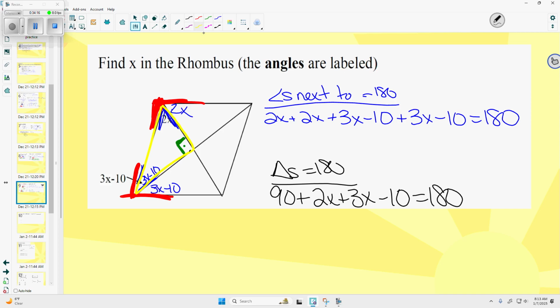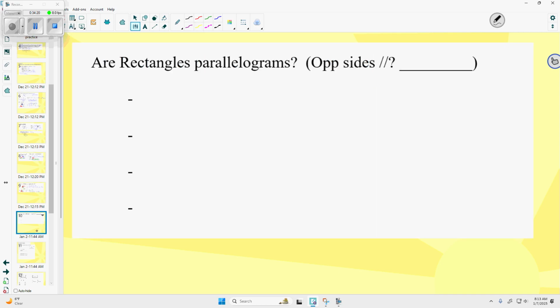Good? All right, so we're going to go down to that thing. And we're going to talk about parallelograms again. This time I want to know if a rectangle is a parallelogram. Are opposite sides parallel? Yes? So a rectangle is a parallelogram, which means that rectangle has all the parallelogram rules. So what do I know about opposite sides besides being parallel?